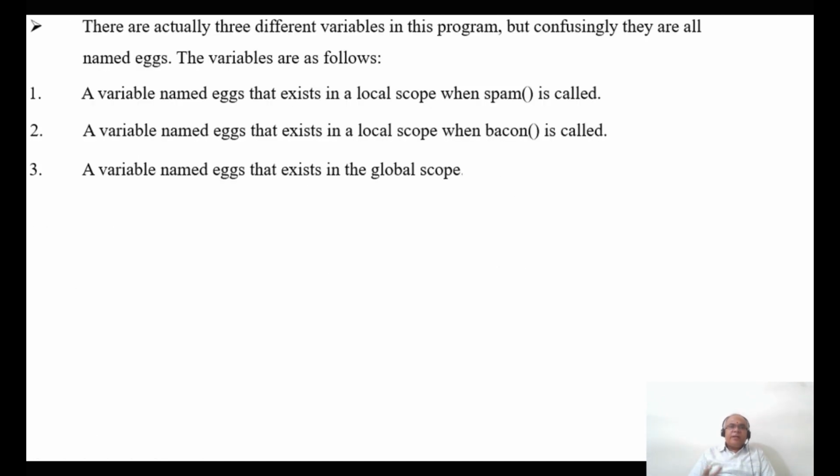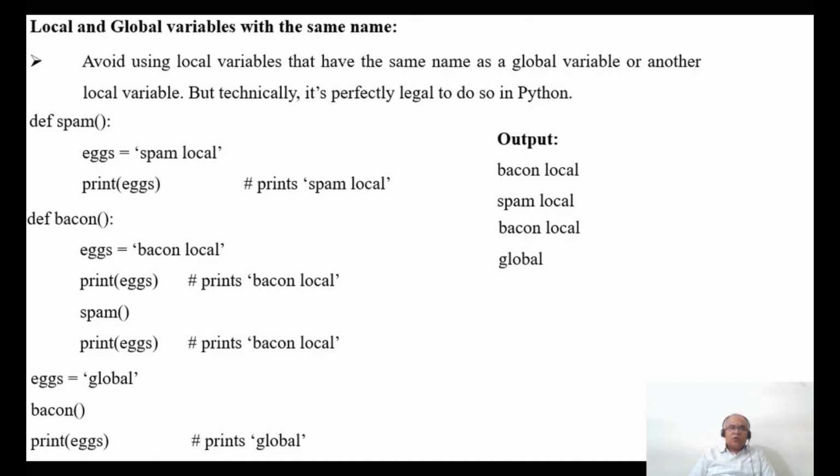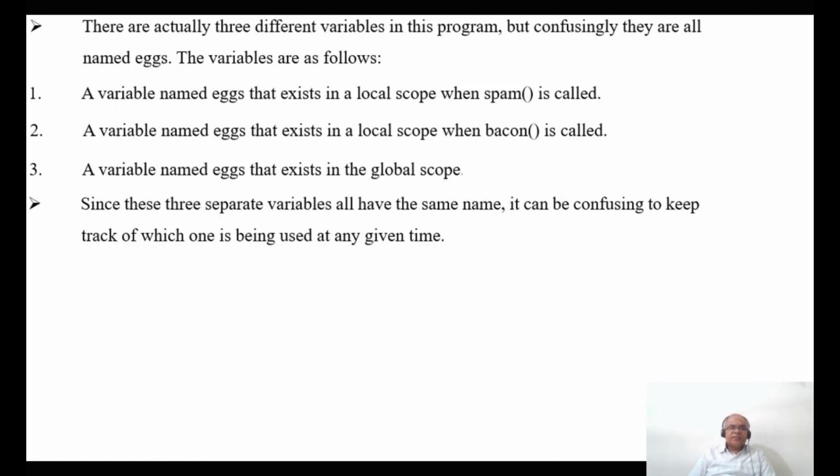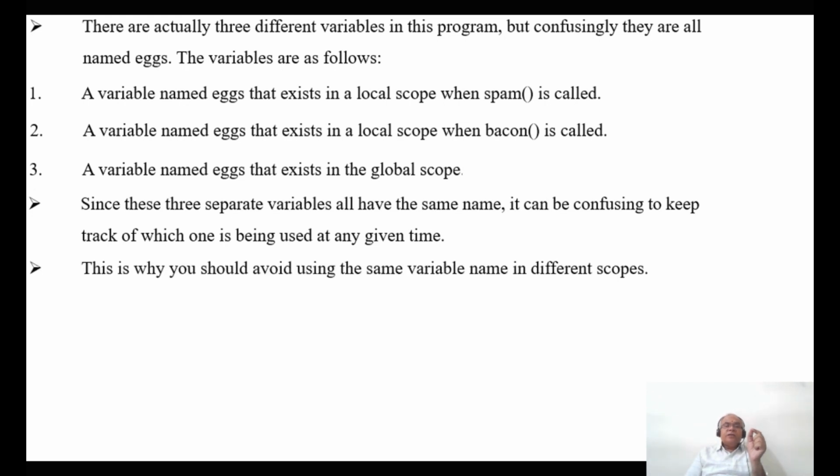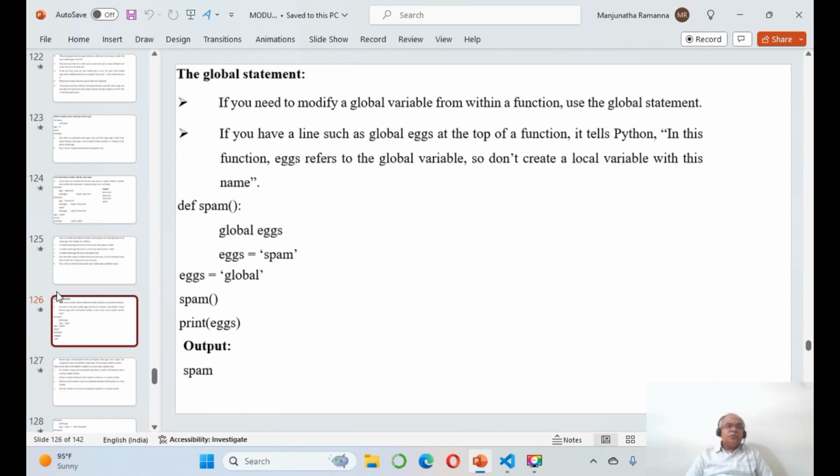Next, a variable named x that exists in the global scope, which is this one, x is equal to global. That means you have a local scope for bacon, a local scope for spam, and a global scope for x. So this is how it is going to be considered. Since these three separate variables all have the same name, it can be confusing to keep track of which one is being used at any given time. So this is why you should avoid using the same variable name in different scopes.